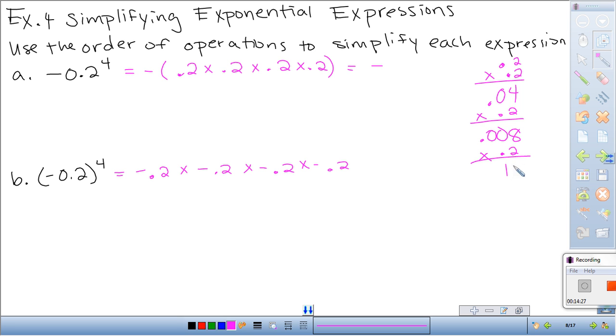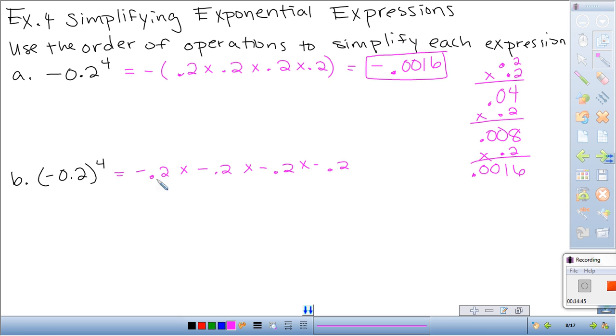2 times 8 is 16. And we have 1, 2, 3, 4 numbers behind the decimal. So add 2 zeros and a decimal. Now I have 4 numbers behind the decimal. So what would this be? Tens, hundreds, thousands, 10,000ths. Negative 16 10,000ths is your answer.